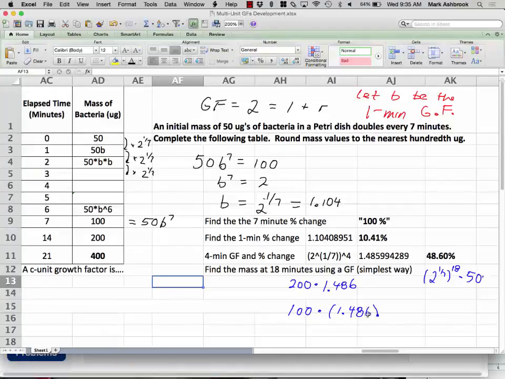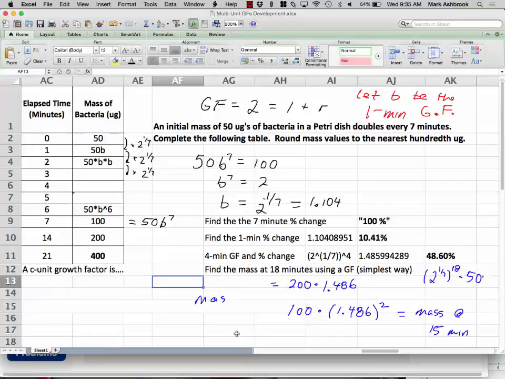1.486 squared. So the mass at 7 minutes, and then you multiply by 2 4-minute growth factors, you're going to get the mass 8 minutes later. So that would be the mass at 15 minutes. And what was this again? This is the mass at 18 minutes. Oh, we have that up there.